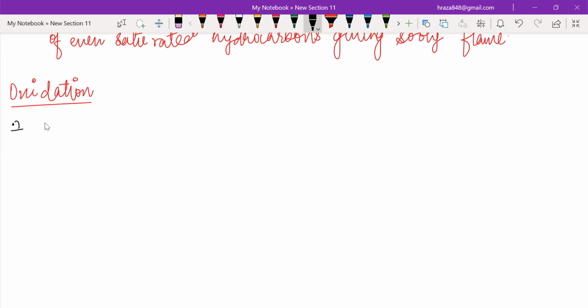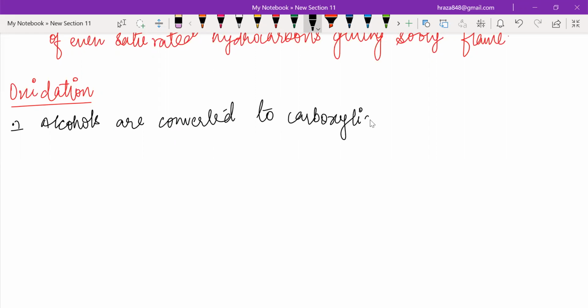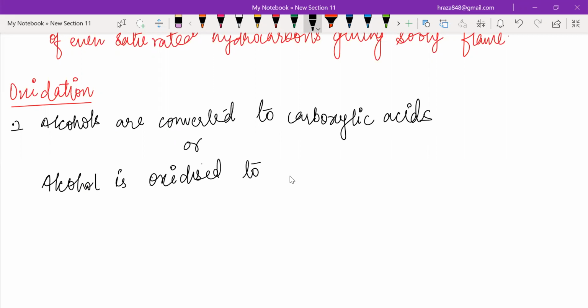Here we have alcohols are converted to carboxylic acid. Carboxylic acid. Or you can say alcohol is oxidized to carboxylic acid. Carboxylic acid.